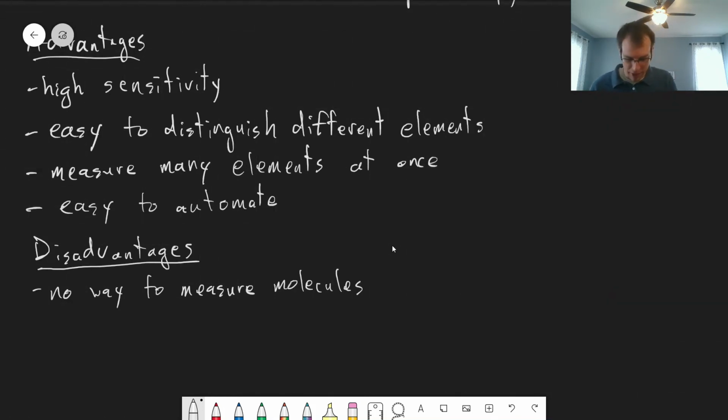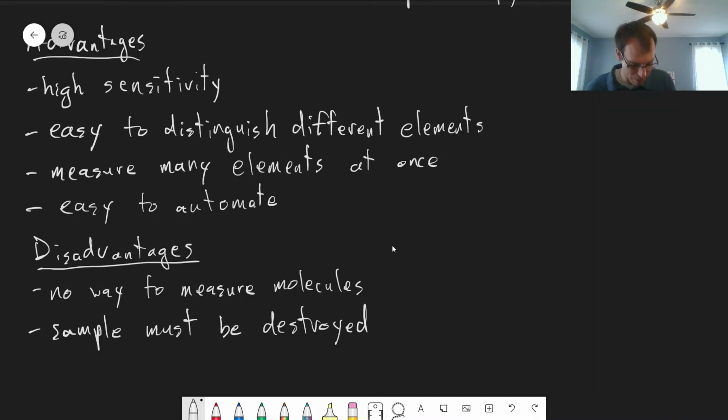Another big disadvantage is that the sample must be destroyed to analyze it. So this is what's known as a destructive technique. That's just the nature of it, right? By burning it up, you are destroying it. And the instrumentation is fairly expensive. Not ridiculously so, though, depending on the specific type of atomic spectroscopy. But it is more expensive than, say, just a UV vis spectrometer because of some of these extra things you have to add in.